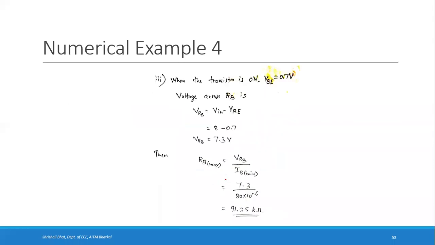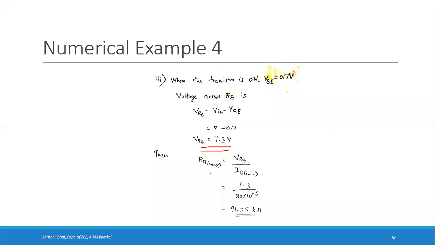If you take this VBE as 0.7, since it is in on state, if you consider a silicon transistor, VBE will be 0.7. Vin is given as 8. So 8 minus 0.7 is 7.3. This is the voltage across the base resistor RB, that is VRB, 7.3.